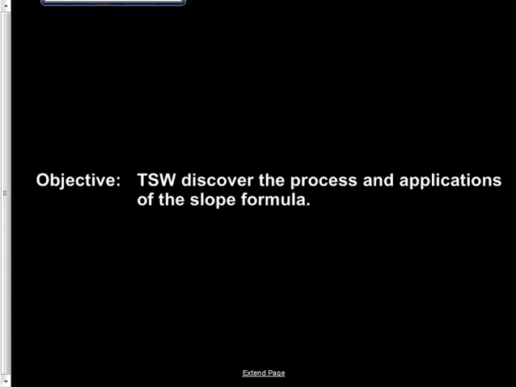Your objective for today, or Tuesday rather, is the student will discover the process and applications of the slope formula. Again, the date for Tuesday's class, I believe, is Tuesday, October the 15th. So record your objective and your date, and then press pause anytime you need more time, and then hit play when you're ready to move forward.